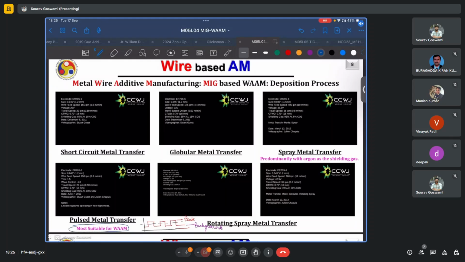The other are the rotating spray metal transfer types, where the spray, in addition to falling vertically, is also given a spiral-like motion so that it is distributed in a larger footprint on the XY plane. Thus, the amount of deposition that you get will be shallower, but the bead width will be higher.